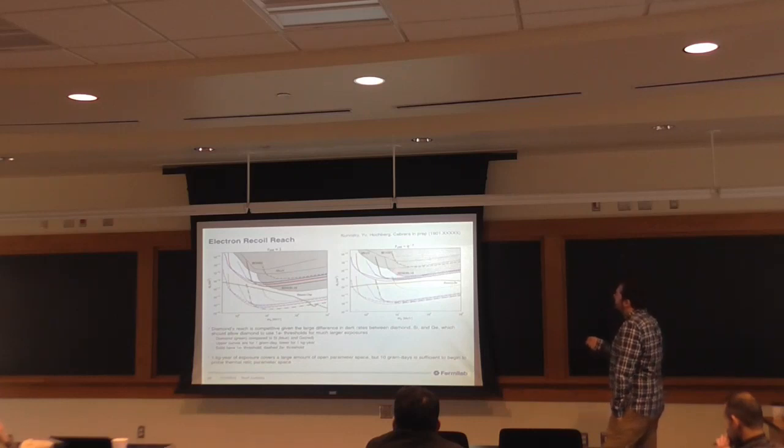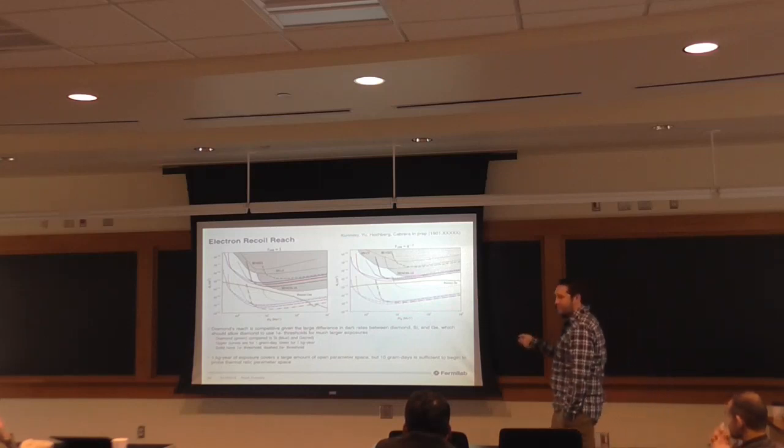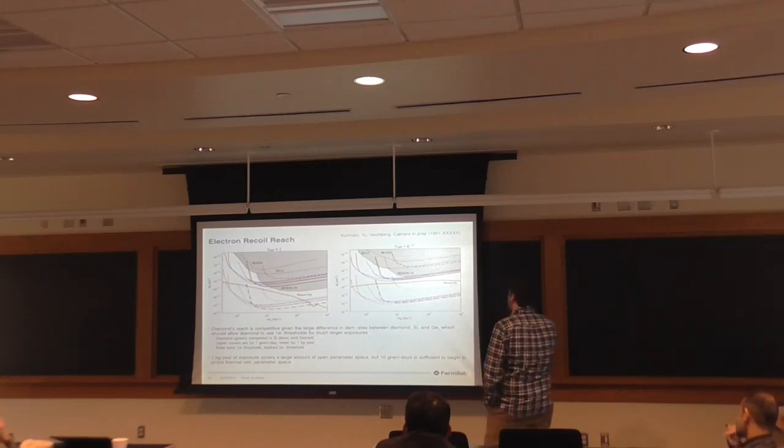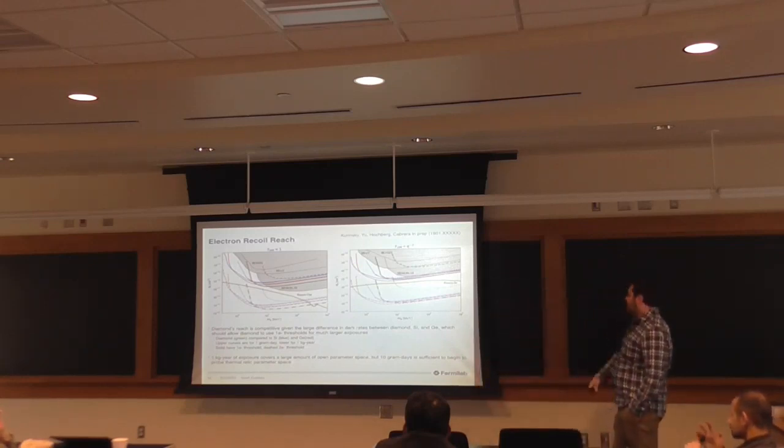If you have to go with a 2 electron threshold, though, it's much worse. And then these curves are for a gram-day exposure. These curves are for the kilogram-year curve. So this is the give me $100 million limit, and this is the give me $10,000 limit. So this is sort of the range you can do. You couldn't really do much better unless the cost goes down by an extra 2 orders of magnitude.